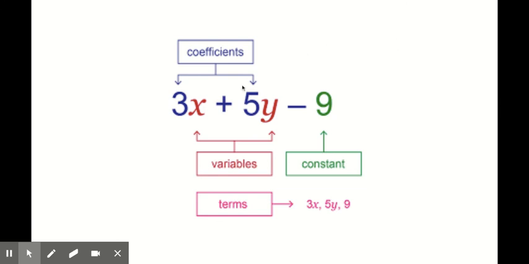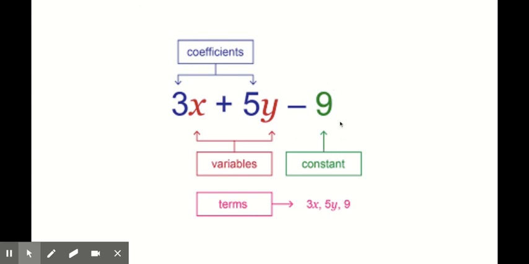So let's take one more look at this expression that we saw in the beginning and identify what each thing is. So we can see that the letters are labeled as variables. So both x and y here are our variables. We have two coefficients, 3 and 5. Those are coefficients because they're being multiplied by a variable. So the 3 is being multiplied by x and the 5 is being multiplied by y.